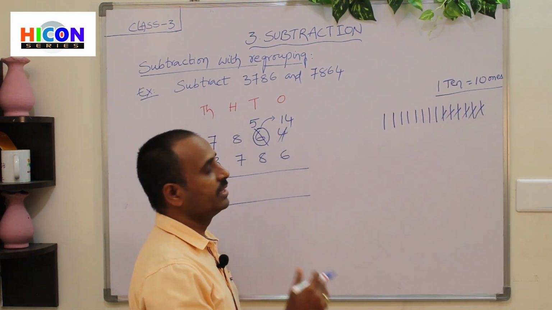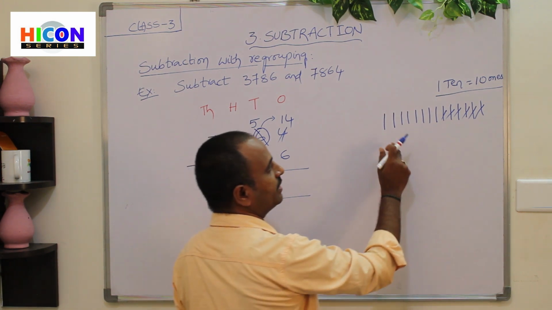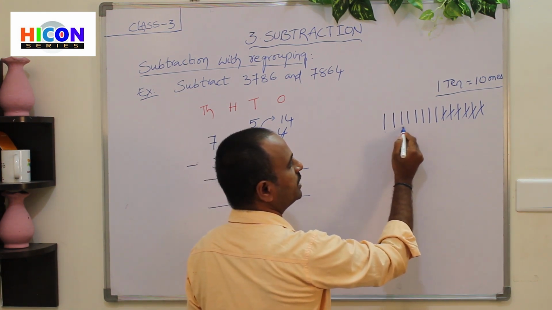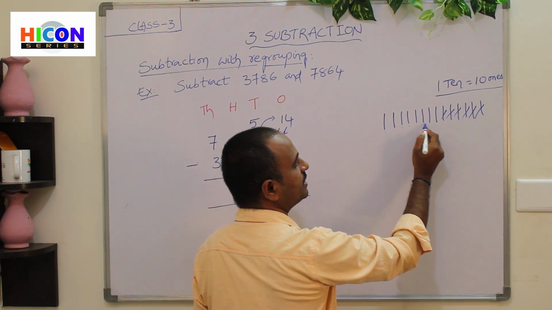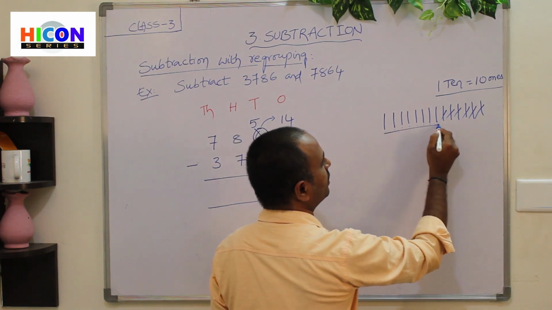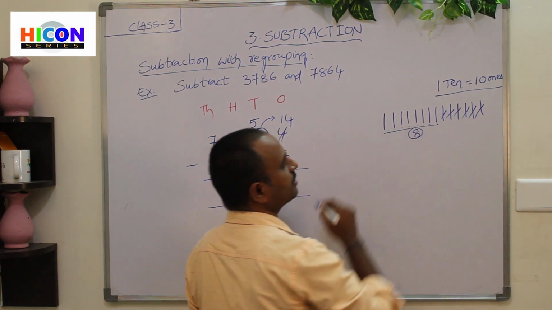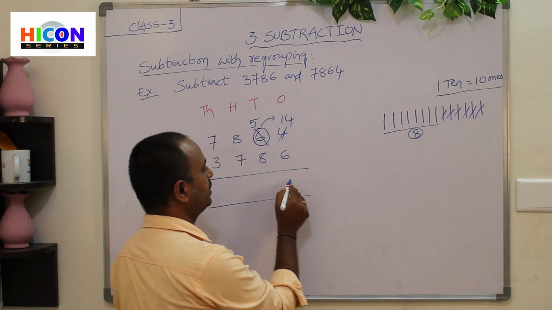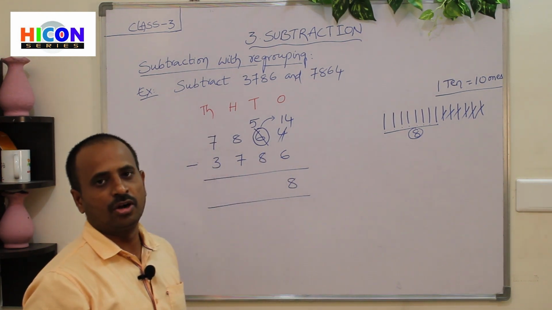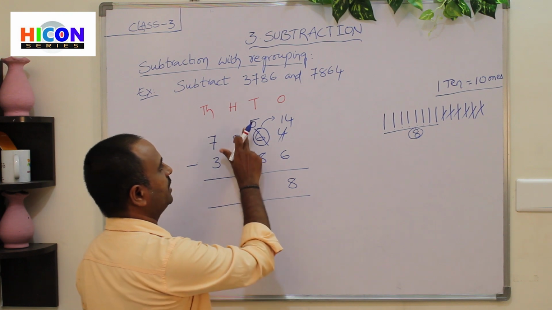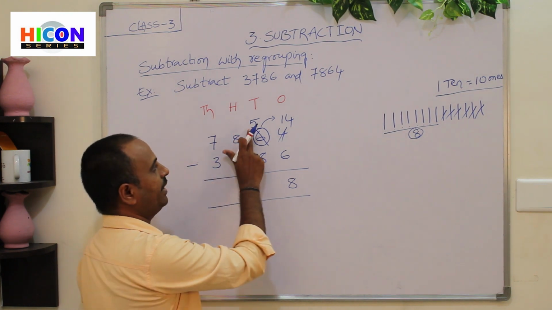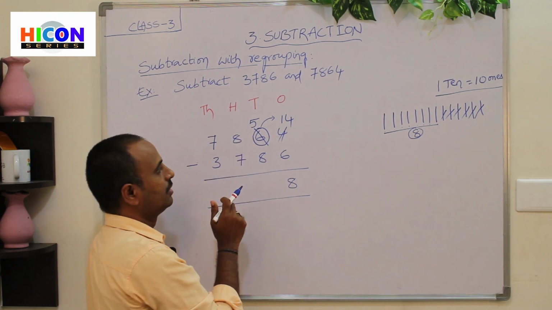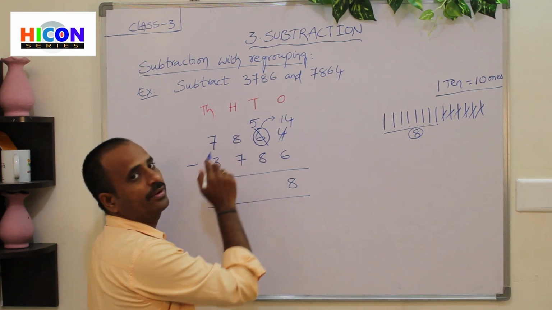So children, count the remaining lines. How many are there? 1, 2, 3, 4, 5, 6, 7, 8. So children, there are 8 lines remaining. Now write 8 under ones place. Now go to tens place. What are the digits present in tens place? 5 and 8. So now subtract 8 from 5.